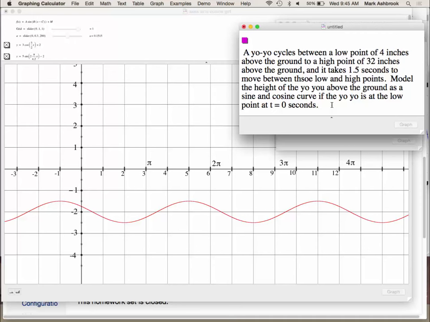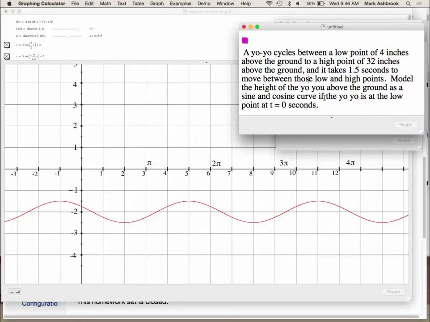Okay, so a yo-yo cycles between a low point of 4 inches above the ground to a high point of 32 inches above the ground. It takes 1.5 seconds to move between those low and high points, meaning from low to high or high to low. Okay, model the height, and we're assuming that is what we call sinusoidal, right? So it's like a sine or cosine, okay? Which probably is not the case for a yo-yo, but it's something, okay? So we'll just assume that it follows a sine or cosine pattern.